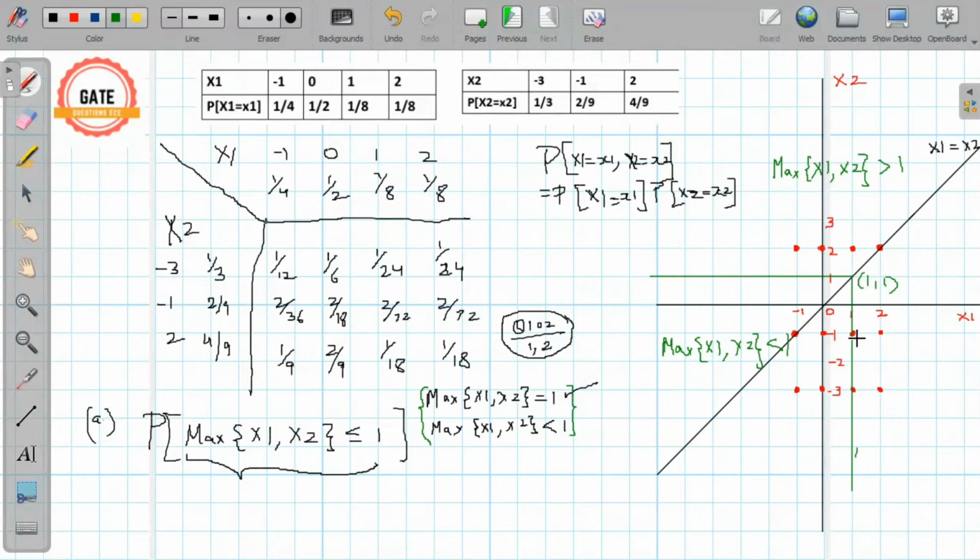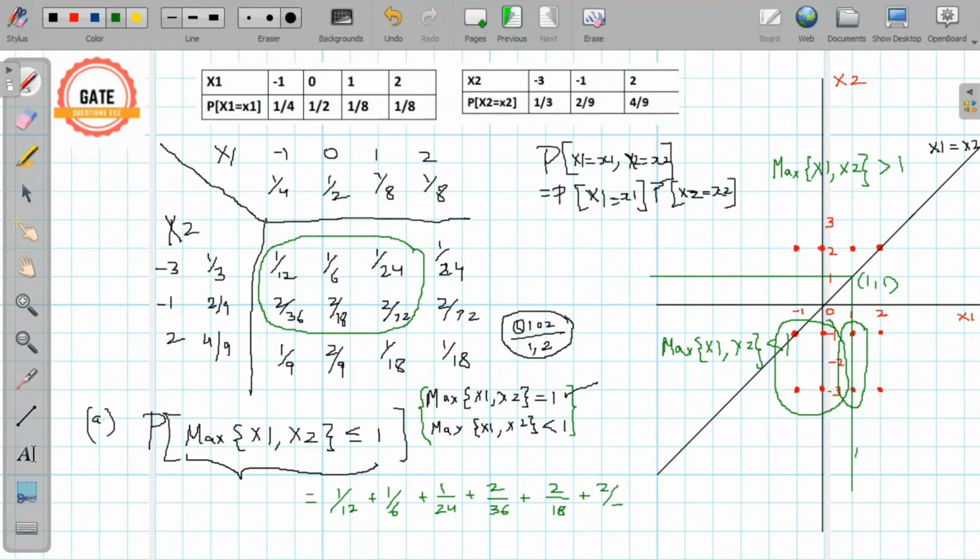So we can clearly see here that there are 4 points that are lying inside plus 2 points that are lying on the boundary. So summing up the joint probabilities of these 6 points, we get this probability. So the joint probabilities of these 6 points are these 6 probabilities. So adding these 6 probabilities, LCM is 72.